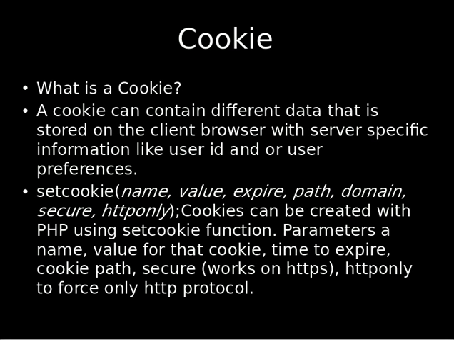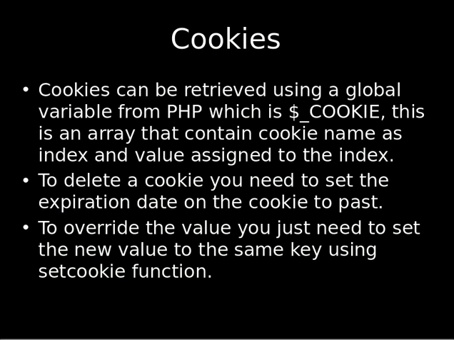Cookies can be retrieved using a global variable from PHP, which is $_COOKIE. This is an array that contains the cookie name as the index and the value assigned to that index. To delete a cookie, you need to set the expiration date on the cookie to the past. To override the value, you just need to set the new value to the same key using the setcookie function.